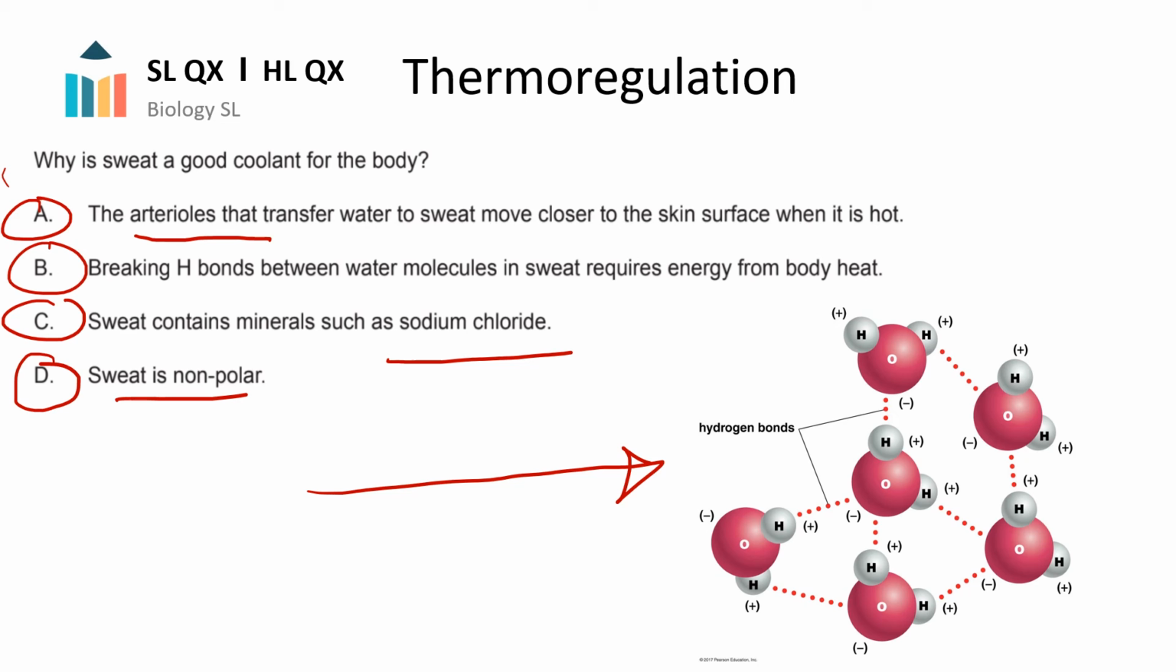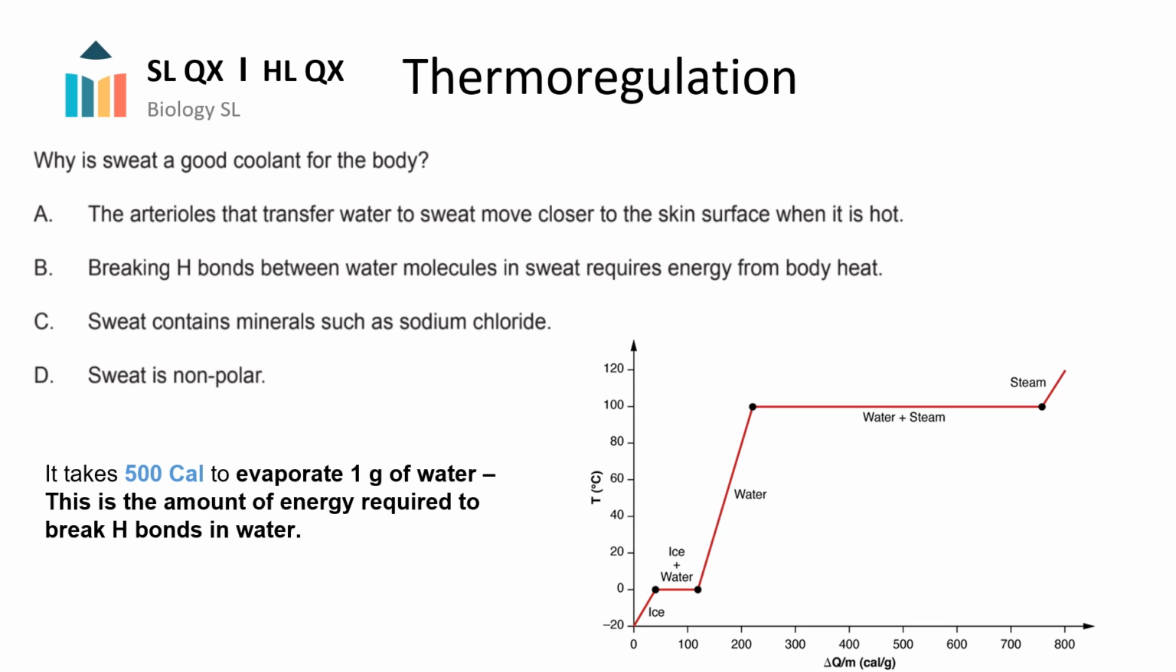B is the correct answer. Breaking hydrogen bonds between water molecules in sweat requires energy from the body in heat. So where does that energy come from, and why is that an effective way to cool the body? Well, because let's take a look at this graph over here. This amount of energy and this temperature, let's not get too wrapped up in the numbers. You can see there's a linear correlation.